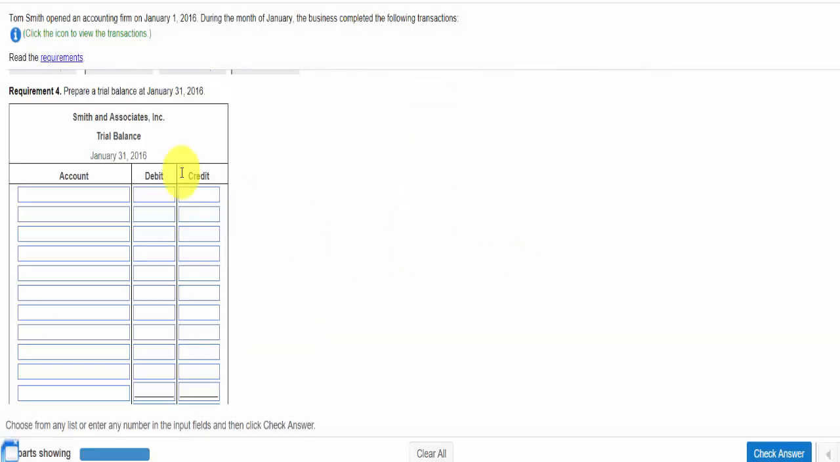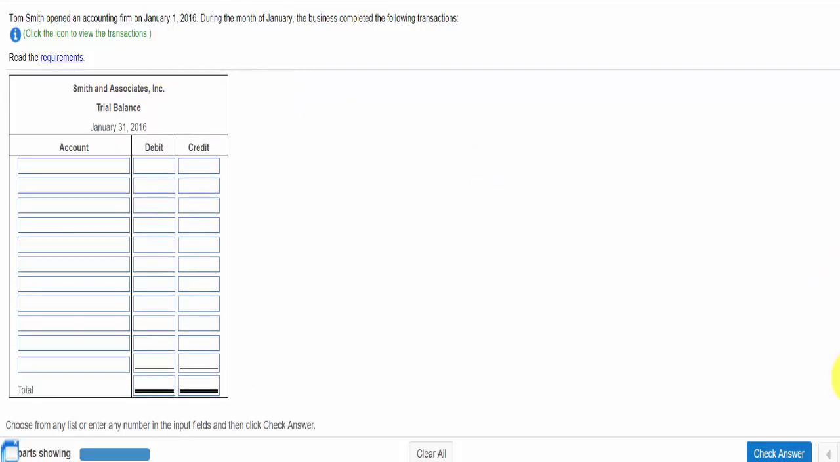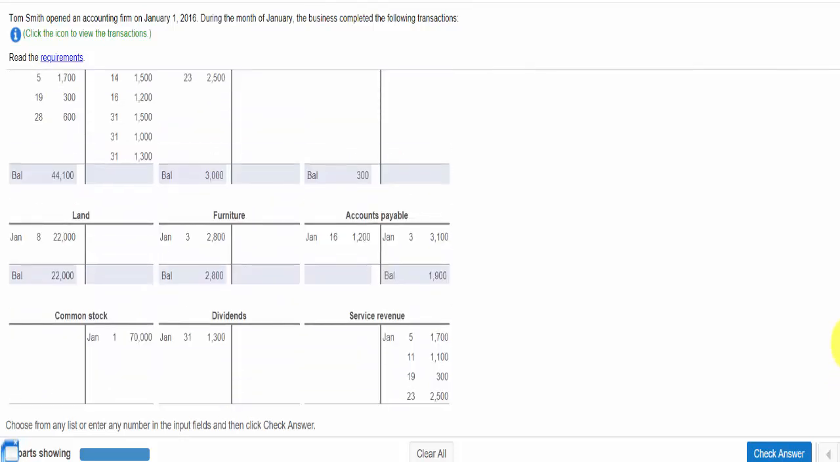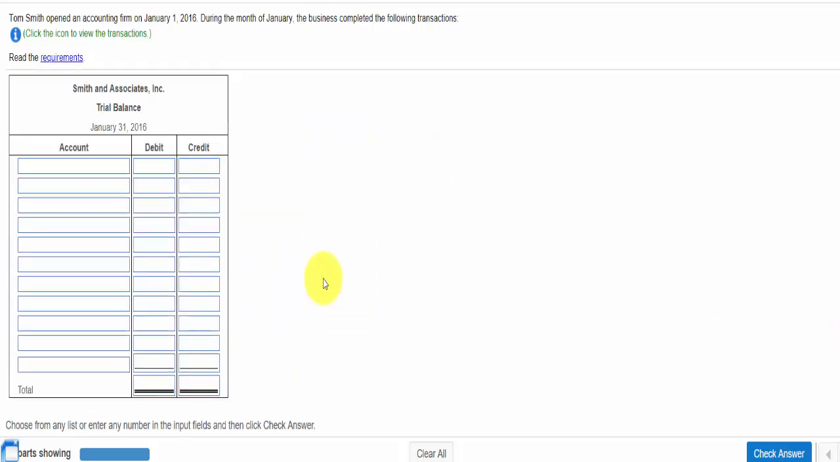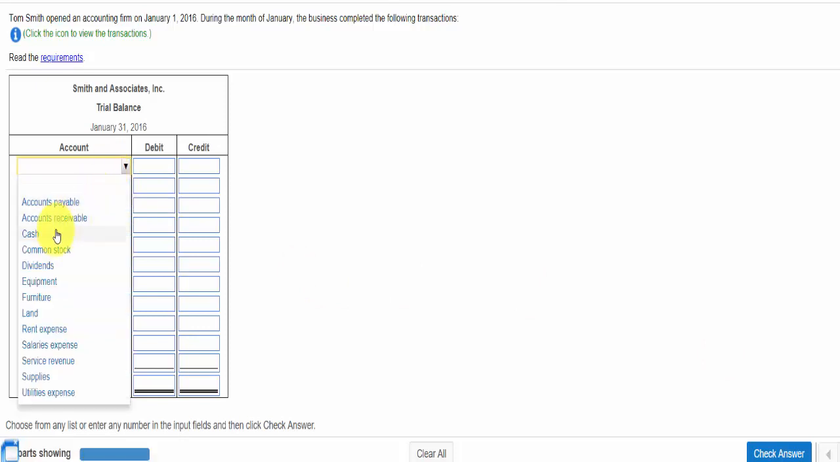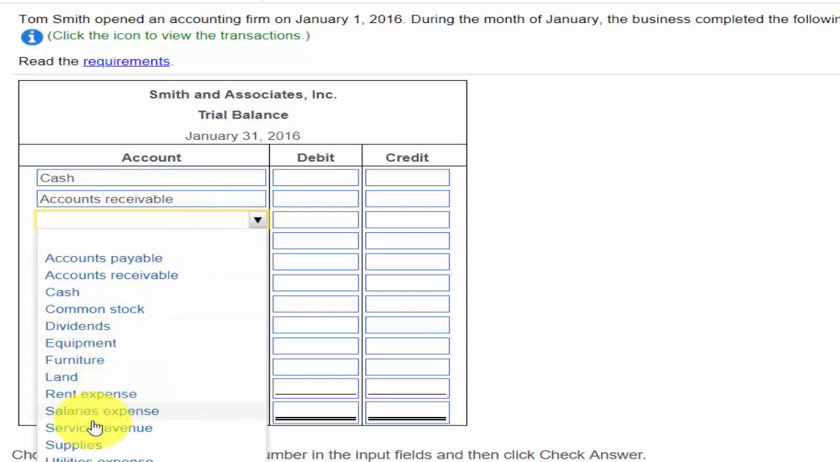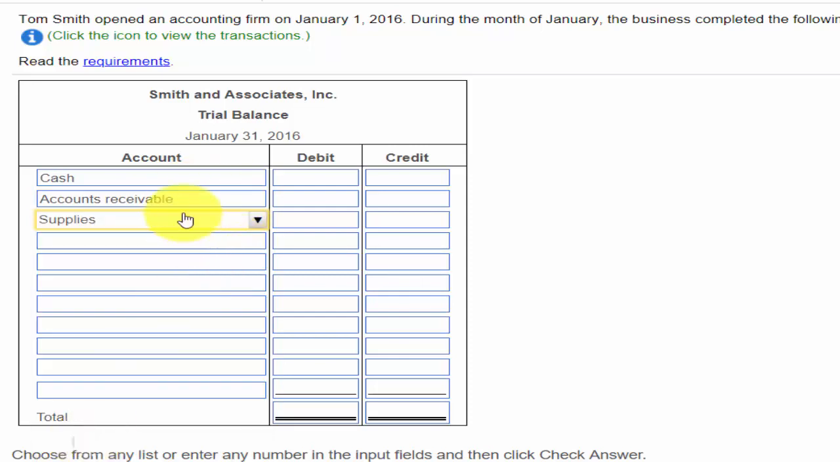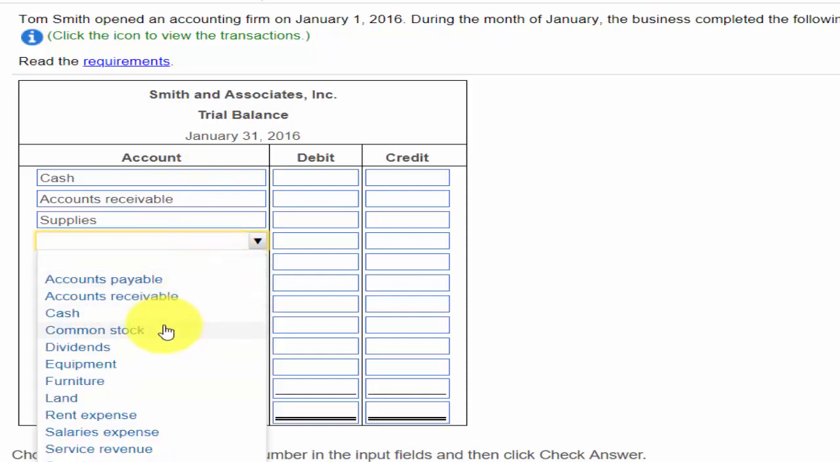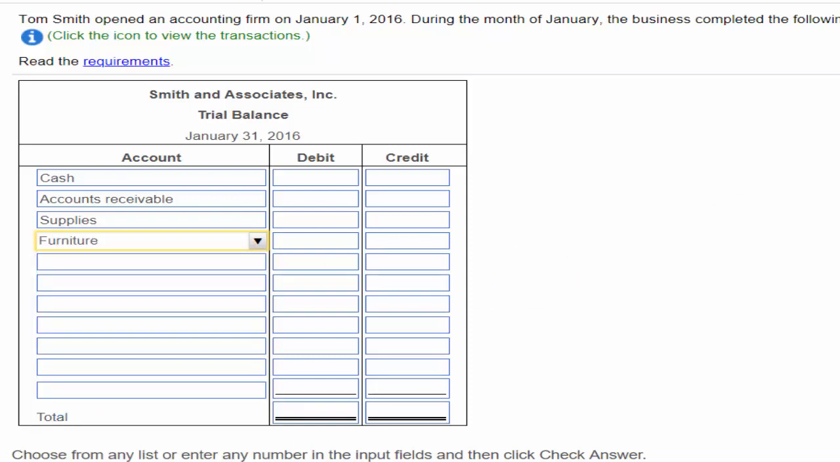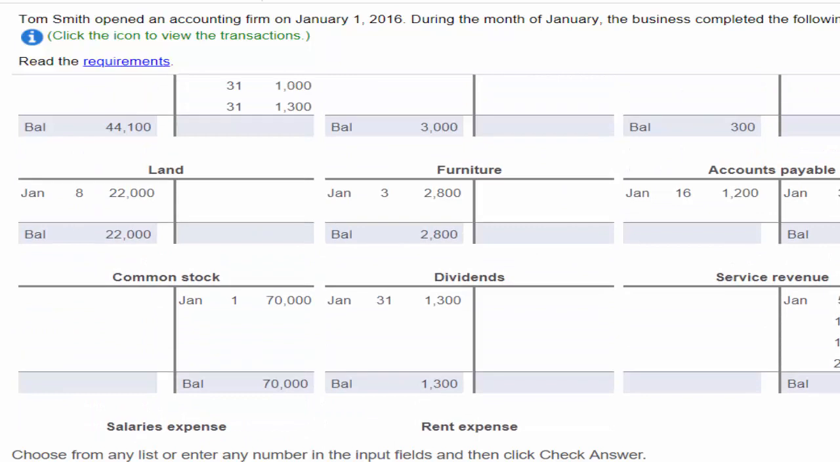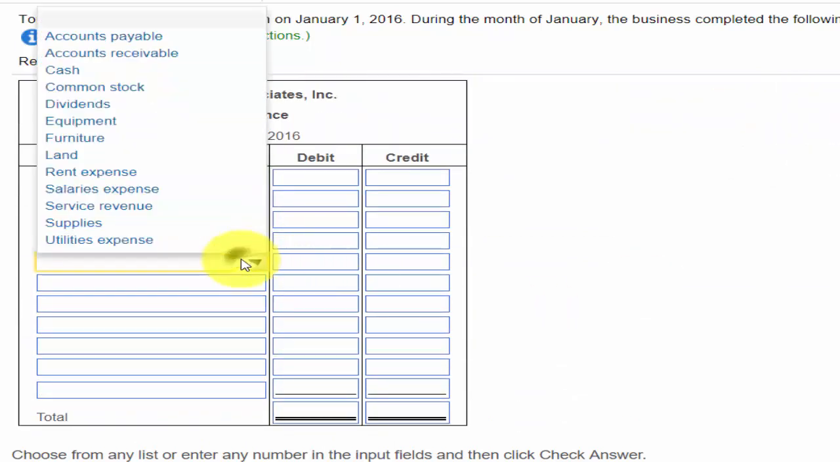It is correct. The fourth requirement is to prepare our trial balance. The trial balance is based on the T account balances. In preparing the trial balance, we put cash on top. Third is supplies, because these are our current assets. Then we will put equipment, furniture, then land.